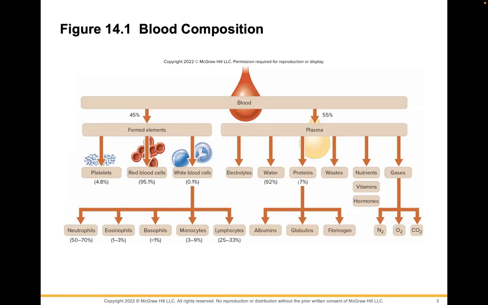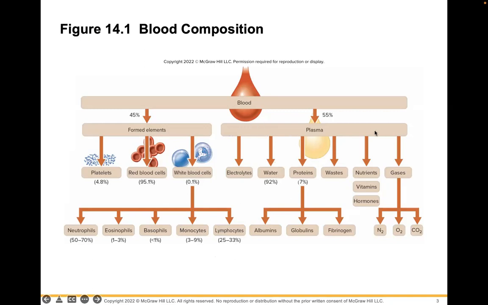Then there are the 2 other classifications of white blood cells, also known as leukocytes. Your monocytes and your lymphocytes are agranulocytes, so they don't have any granules inside their cytoplasm. And within the lymphocytes, there are T and B lymphocytes, or T cells and B cells. We're going to talk more about them later as well.